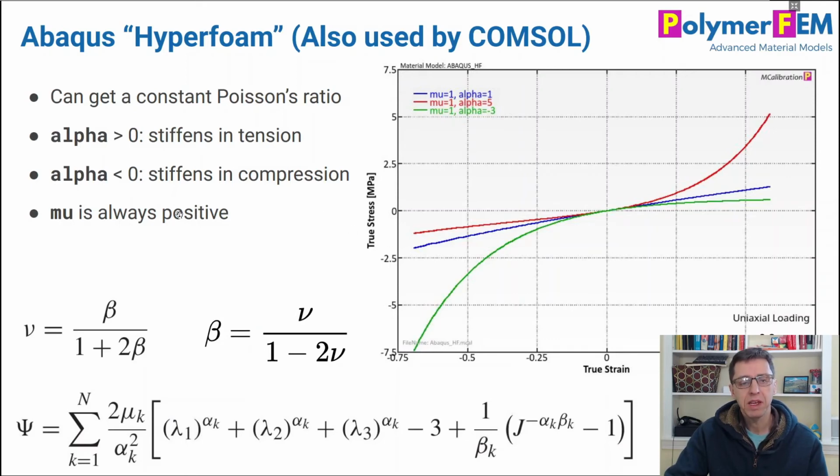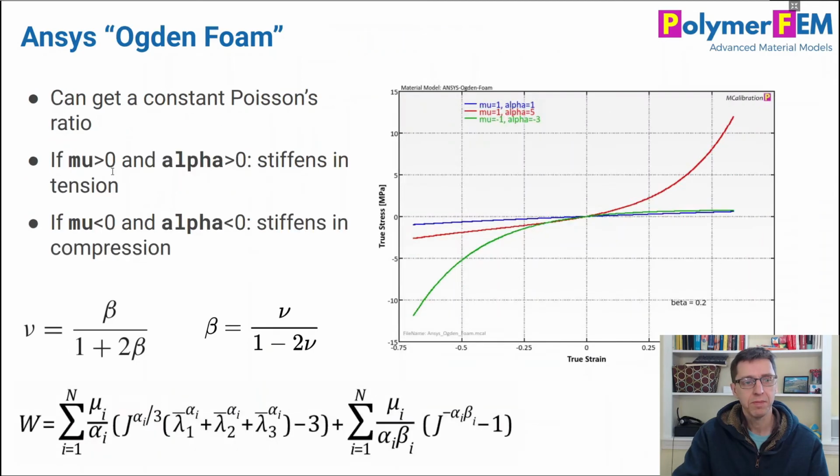But remember, in Abaqus, the mu value should be positive. Alpha can be either positive or negative depending on the type of foam you're interested in. So that's how that works. Also, you can have an arbitrary number of these terms, like in the Ogden hyperelastic model. If you want to have symmetry between tension and compression, if that is indeed how your foam behaves, you would like to have some terms with positive alpha and some with negative alpha, as we just talked about.